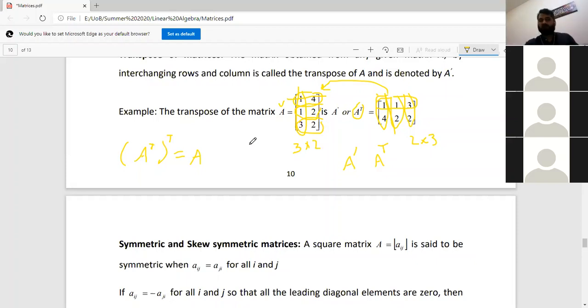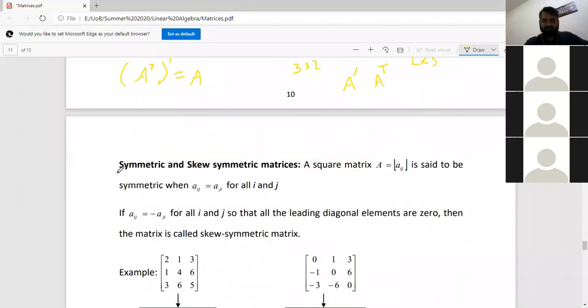Related to this transpose, I have two other types of matrices. What are those? Those are called symmetric and skew symmetric matrices. Skew is the negative of symmetric. Some people write it as asymmetric as well, they put A S before symmetric. Okay, this is also a name for non-symmetric matrices. So some authors call it skew symmetric, some authors call it asymmetric or non-symmetric matrices. But skew is better. Okay.